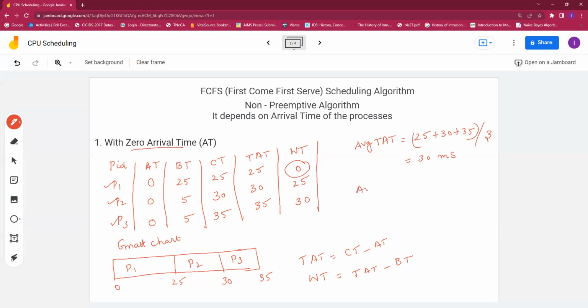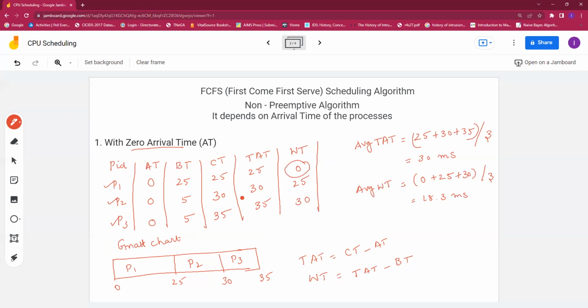The next one is the average waiting time. You know the waiting times of all the processes, just add them and divide by 3. 0 plus 25 plus 30, divided by 3, so it will be 18.3 milliseconds. This is the average waiting time for a particular process. A particular process takes 18.3 milliseconds of waiting time. It is an average waiting time for each and every process.